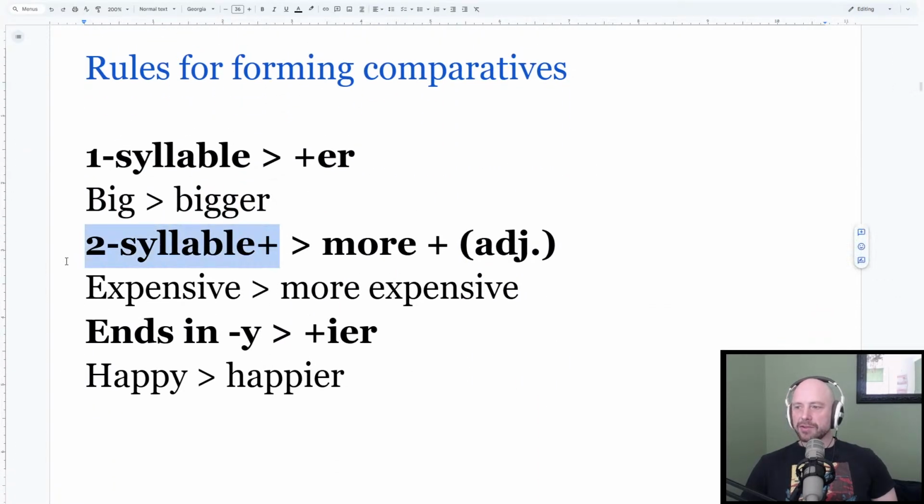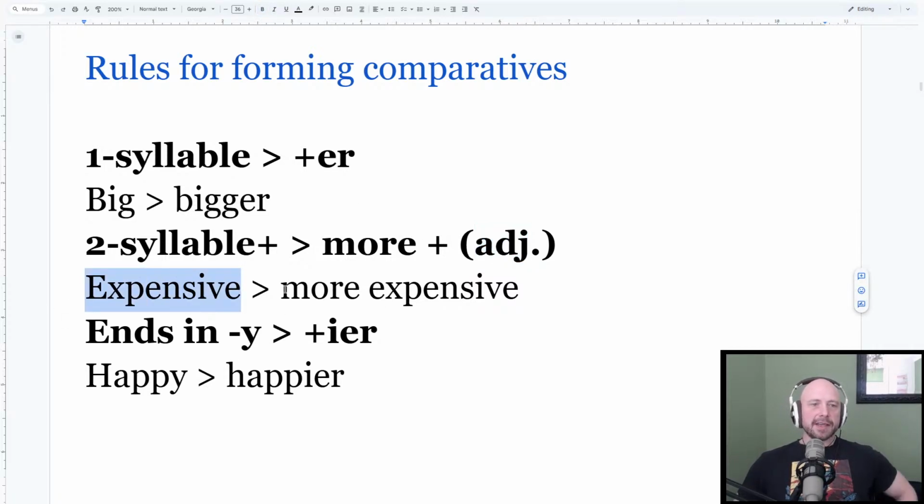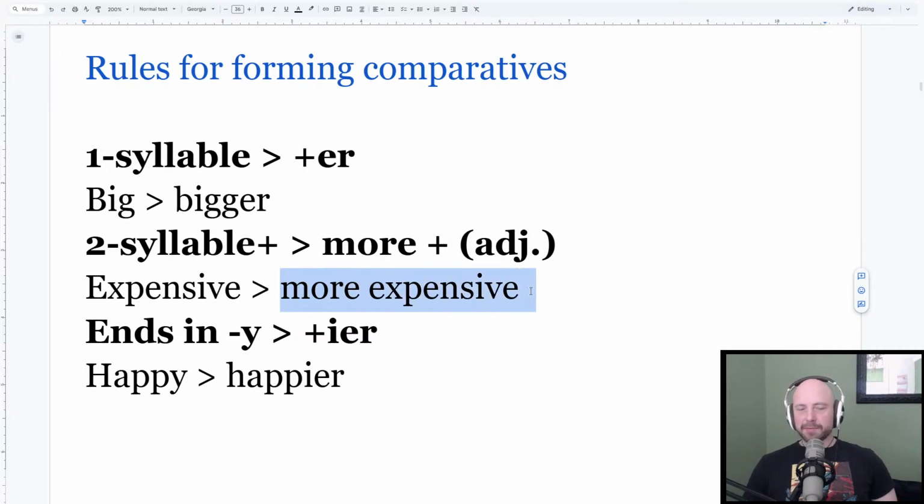If it's two syllables or more, then we use the word more plus the adjective, just the normal form of the adjective. So expensive, expensive is three syllables. And so with that, we say more expensive, more expensive. So not expensiver, but more expensive.